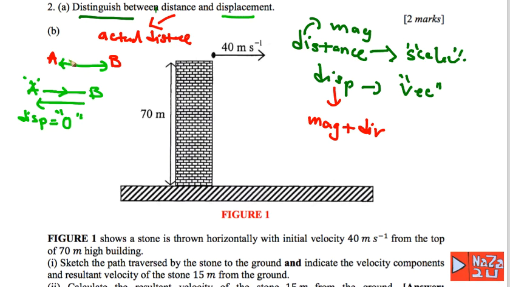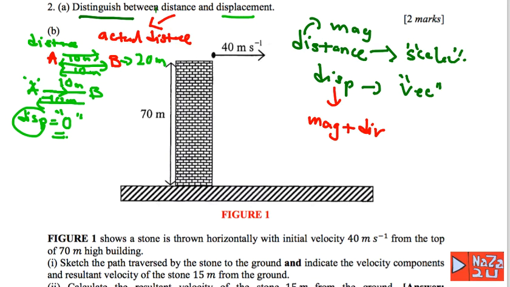But if you look at the distance from A to B and back to A, the distance is the actual distance traveled. So here the first part is 10 meters, and the second part back to A is 10 meters. So the distance is 20 meters. But for the displacement, from A to B is 10 meters, and then back from B to A is 10 meters in the direction that is negative, so the displacement is equal to 0. This is how you can distinguish between distance and displacement.